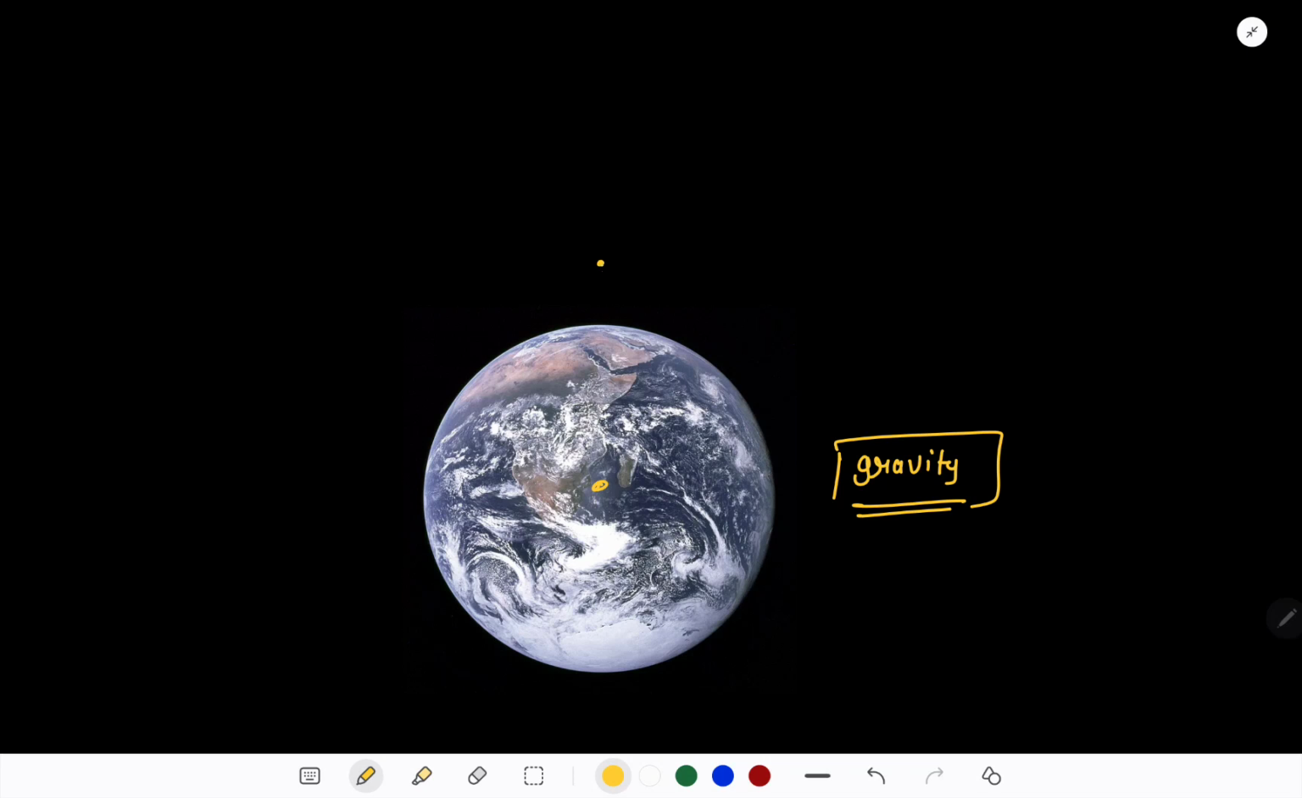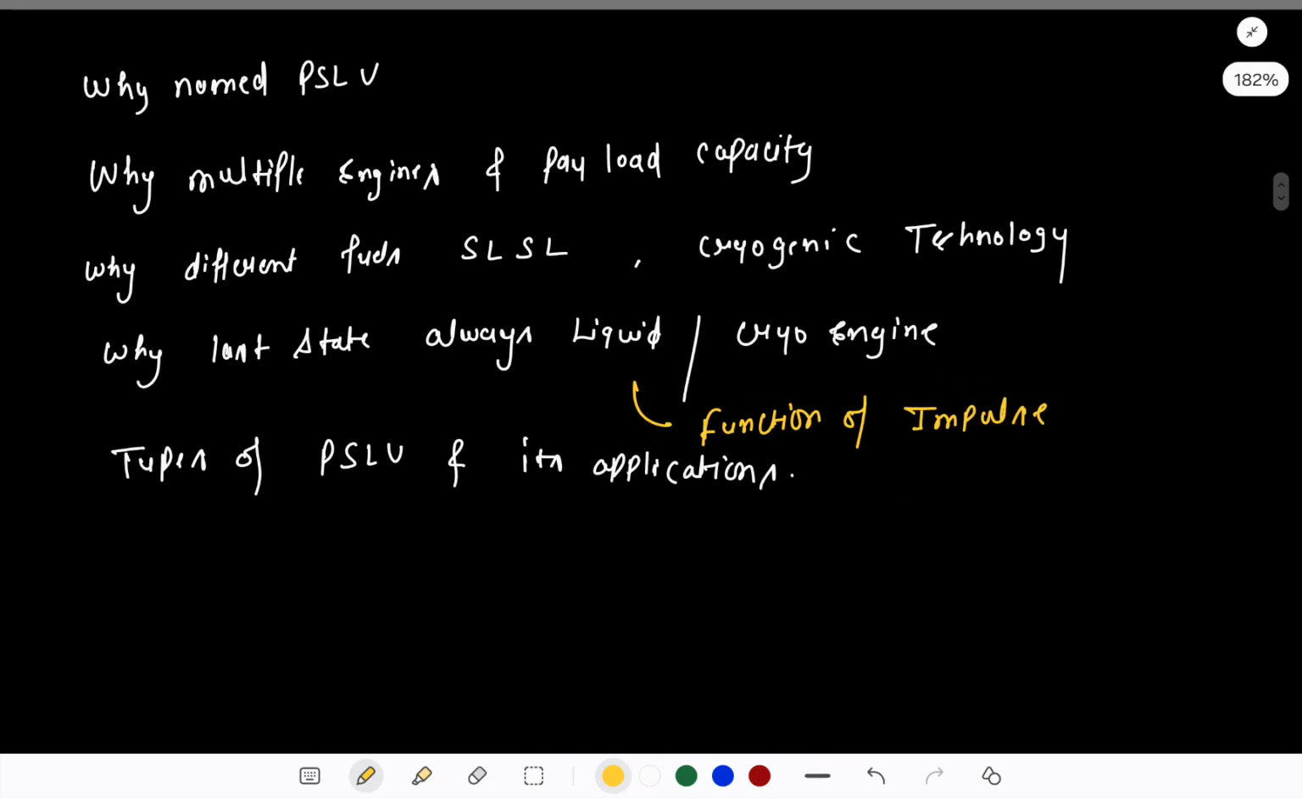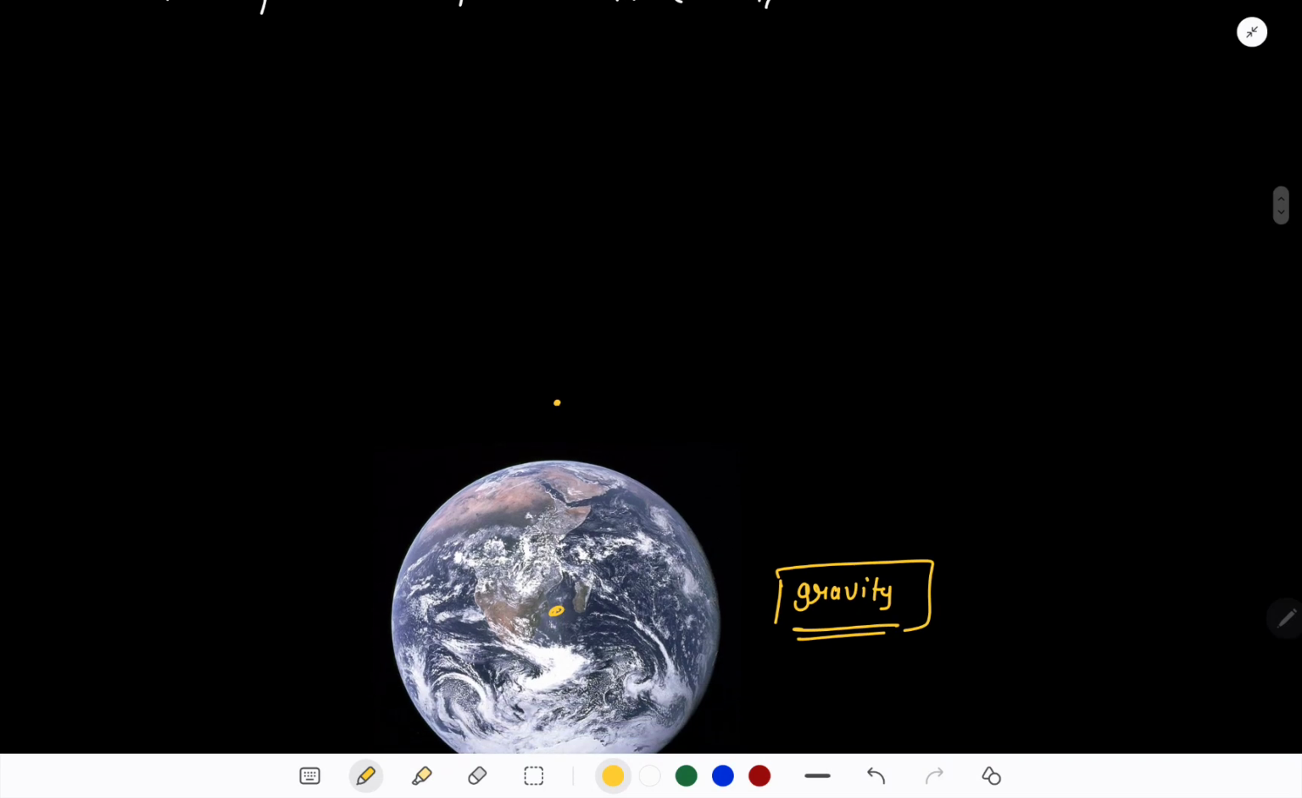Now, as we launch the rocket, first of all, we'll address the first question: why only the Polar Satellite Launch Vehicle? If we are launching the satellite from here, the force of gravity is equal to GMm by r square, GMm by r square, and you know that the radius of the Earth is near about 1400 kilometers.